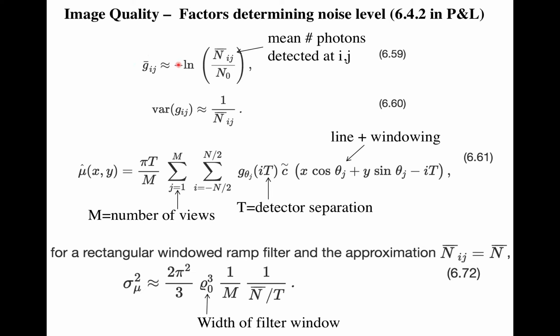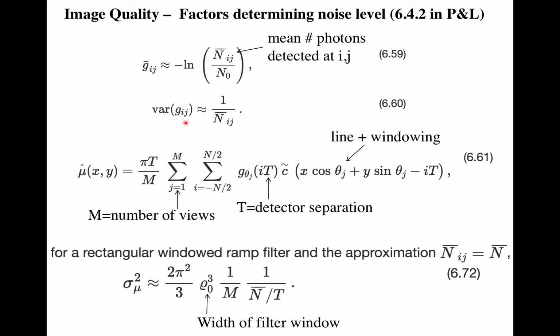The mean of those goes as, this is our formula for GL theta, the mean of the number of photons detected. They just go up together. The variance goes as 1 over this, through that Poisson relationship.